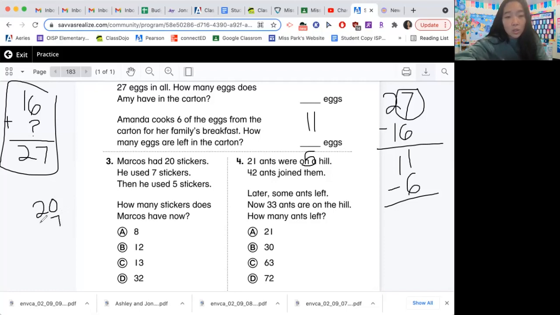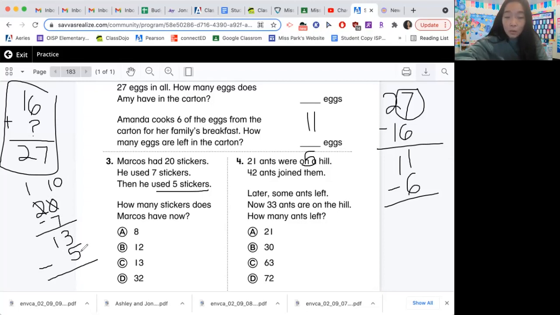So what we're going to do is the first part of that question is we need to subtract 7. More on top, more on the floor, go next door and get 10 more. So 10 minus 7 equals 3. Drop down the 1. So we start with 13, but we're not done. Then he used 5 stickers. So now you have to subtract 13 minus 5.